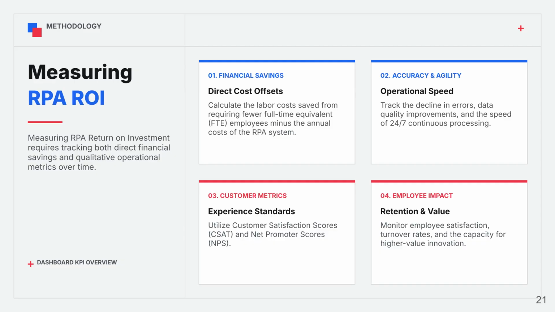Together, these financial, operational, customer, and employee metrics provide a balanced view of RPA performance. By continuously tracking these key performance indicators, organizations can measure the true value of automation, identify areas for further improvement, and ensure that their RPA initiatives continue delivering long-term business benefits.